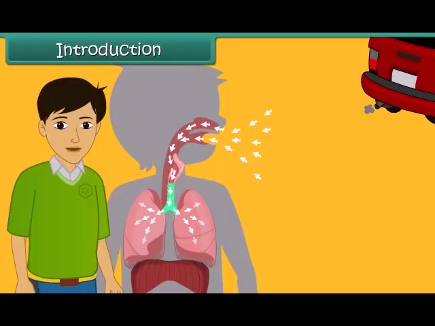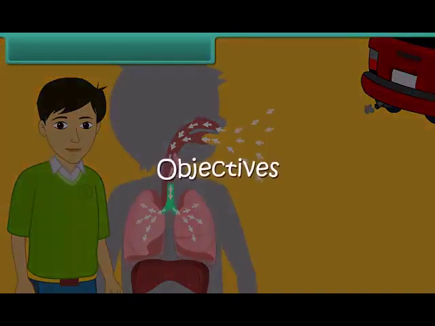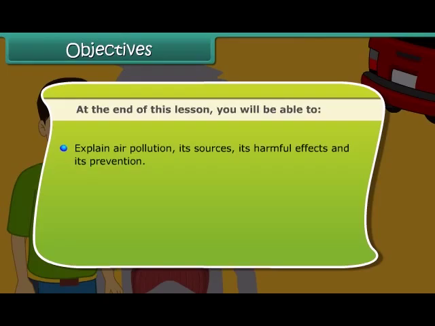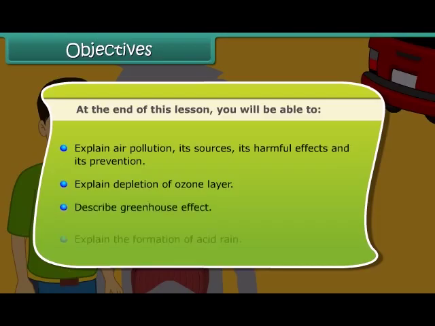In this lesson, we will study the harmful changes taking place in our surroundings and their effects on our lives. Objectives. At the end of this lesson, you will be able to explain air pollution, its sources, its harmful effects, and its prevention. Explain depletion of the ozone layer. Describe the greenhouse effect. Explain the formation of acid rain.